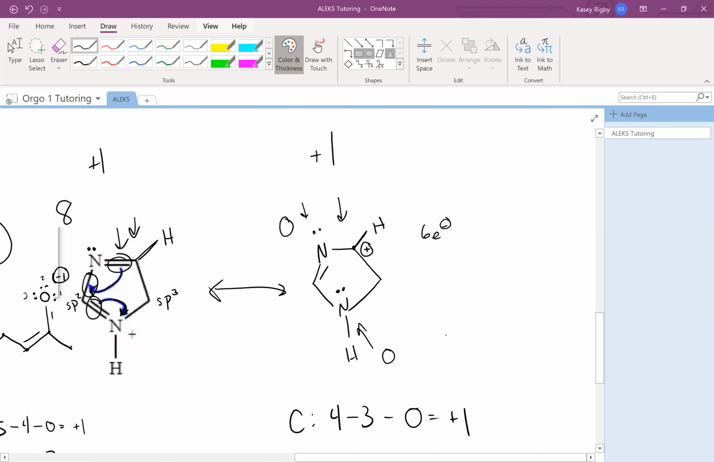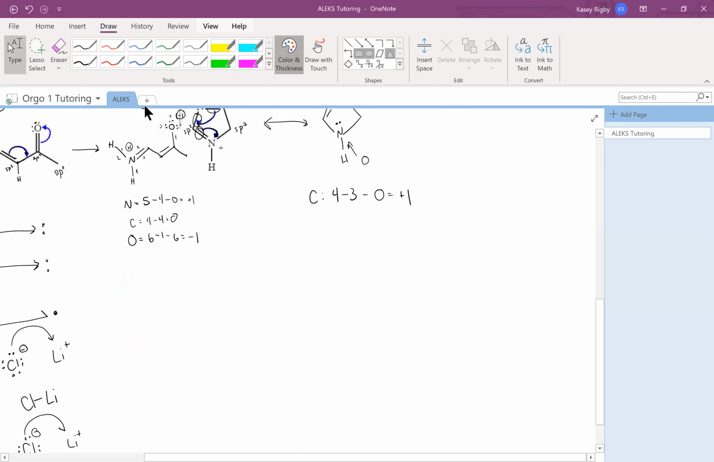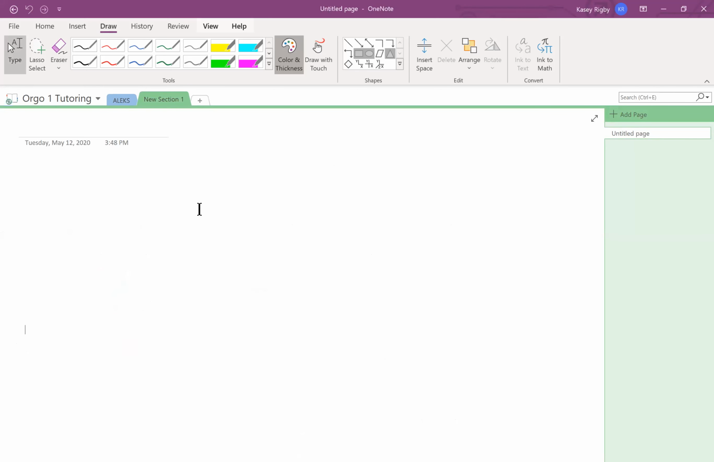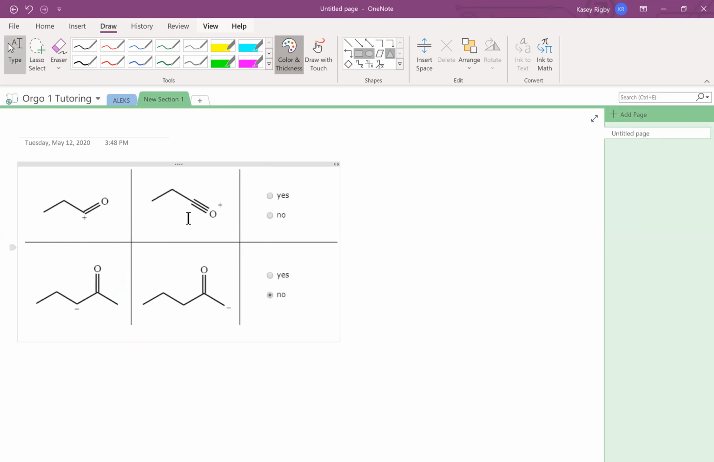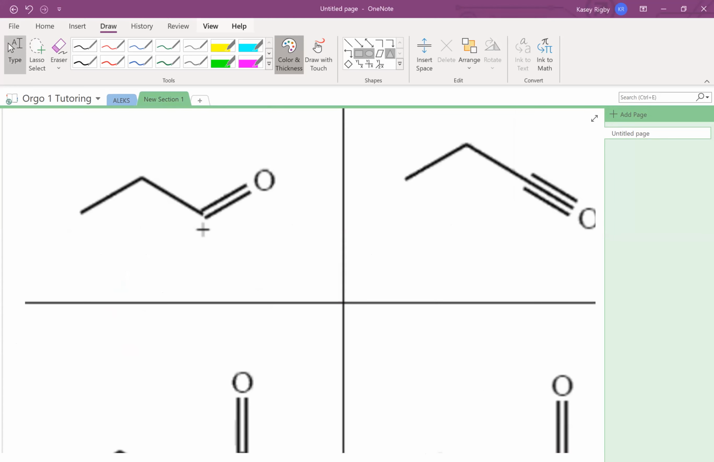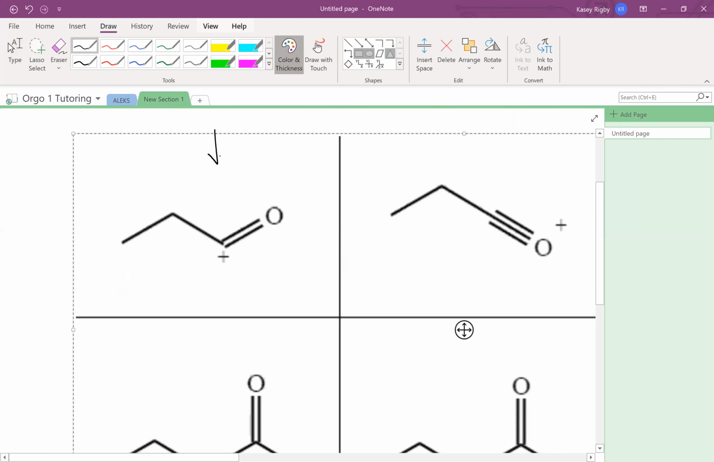Okay. Let me just make a new page for this. Yeah, that'll be easier. So when we're looking at resonance structures and to see whether or not these resonance structures are valid, we're wanting to see if any bonds moved other than pi bonds or lone pairs. So I'm going to go ahead and draw in all of the other parts to these skeletal structures.